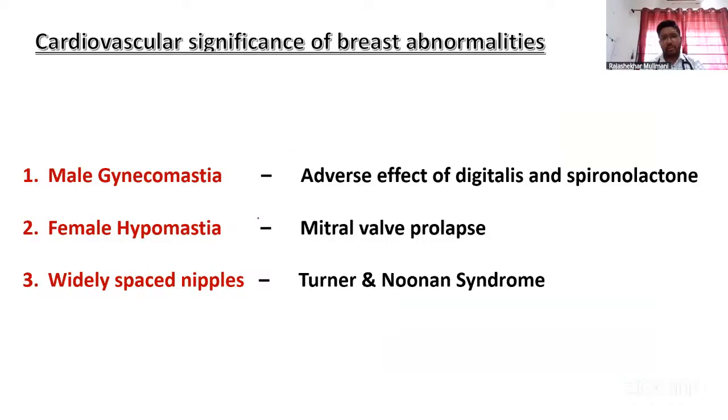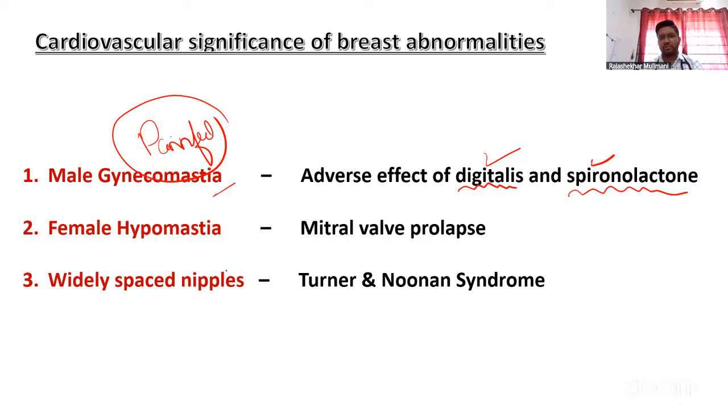What is the cardiovascular significance of some breast abnormalities, if you want to know? If you see any male gynecomastia, you need to correlate this with the adverse effect of some drugs which are used for cardiovascular disease, like digoxin and spironolactone, that is the mineralocorticoid receptor antagonist. Very common side effect, and often it is a painful gynecomastia. The drug-induced gynecomastia is usually painful.